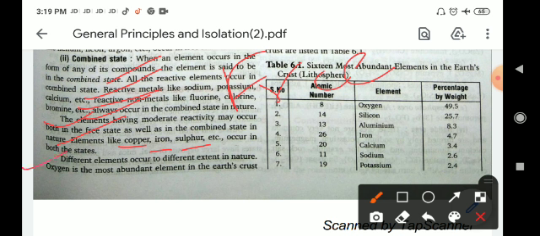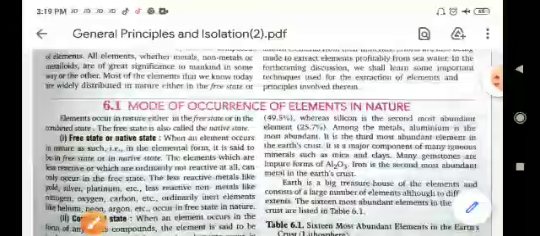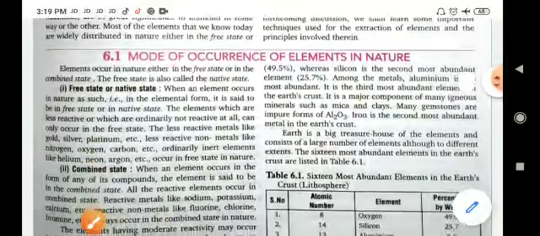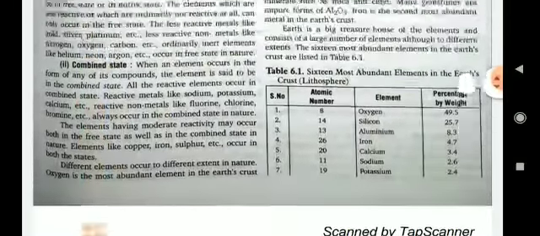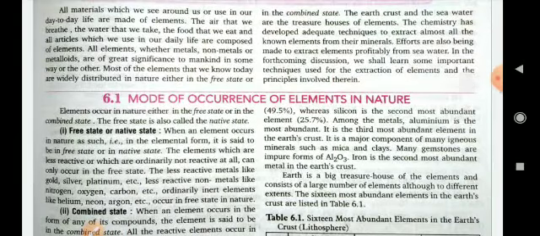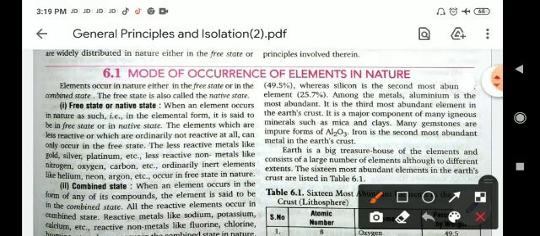Different elements occur to different extents in nature. Oxygen is the most abundant element in the earth's crust, we know that, and it is about 49.5%, whereas silicon is the second most abundant element, at 25.7%. Means in the earth's crust oxygen exists at 49.5% and silicon at 25.7%.